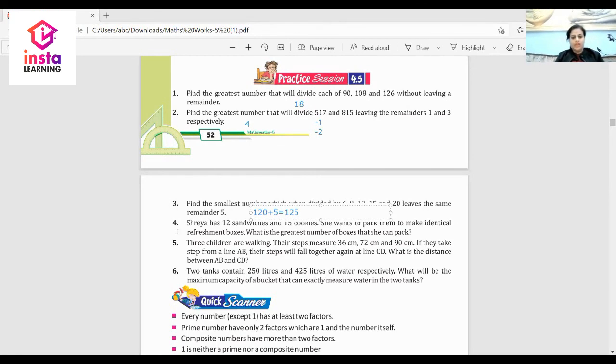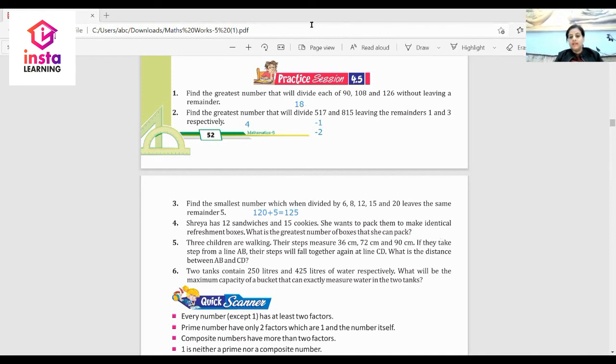Now, the fourth point is, Shreya has 12 sandwiches and 15 cookies. She wants to pack them to make identical refreshment boxes. What is the greatest number of boxes that she can pack? So, greatest means HCF. You have to take out the HCF of that number. Okay. So, the answer will come 60. Okay. 12 sandwiches and 15 cookies.